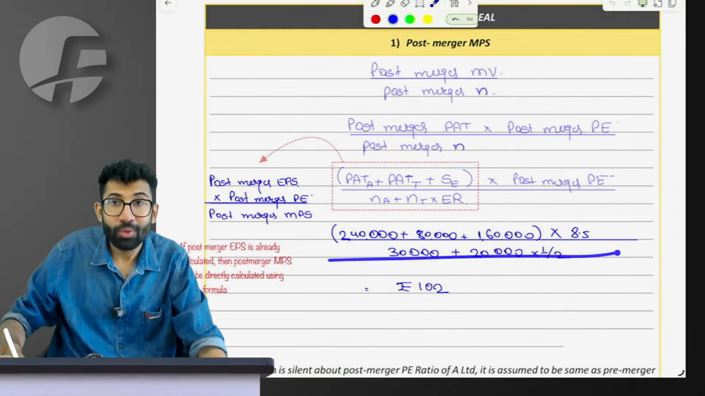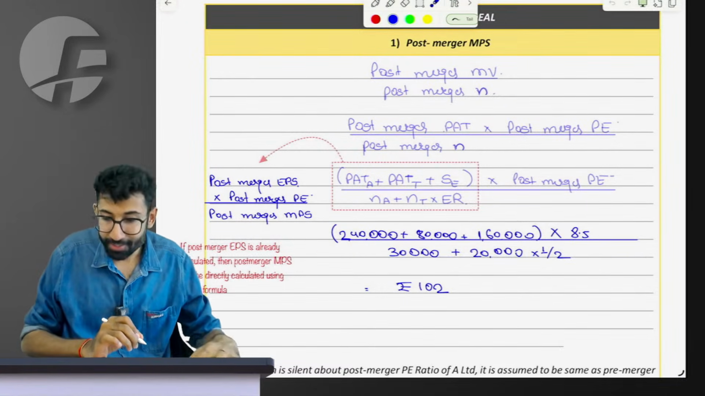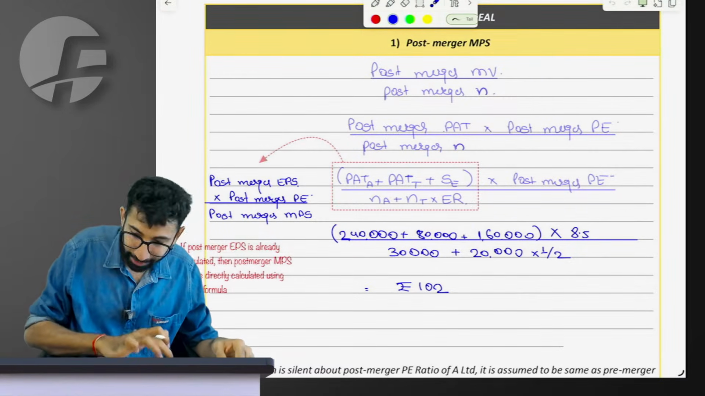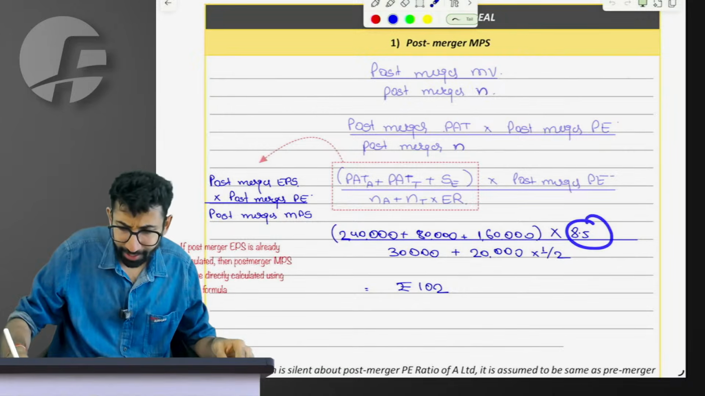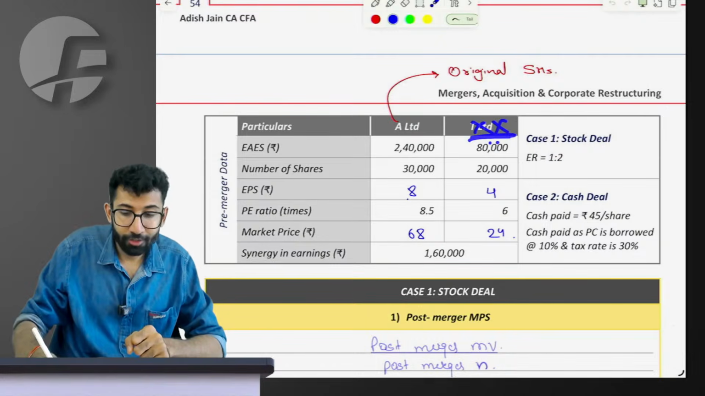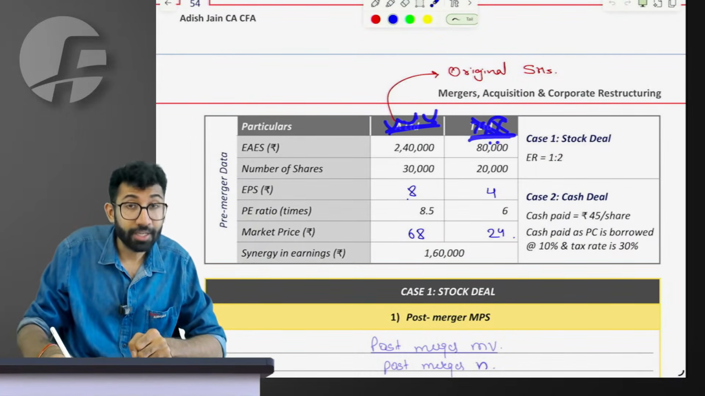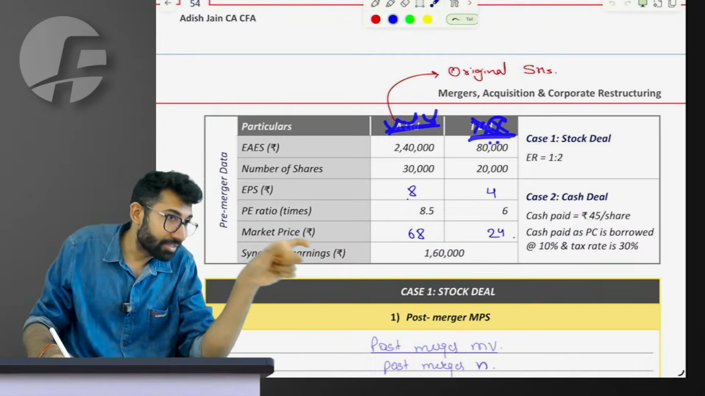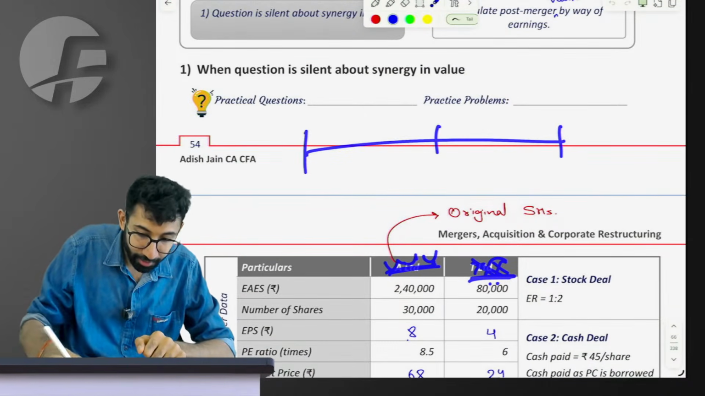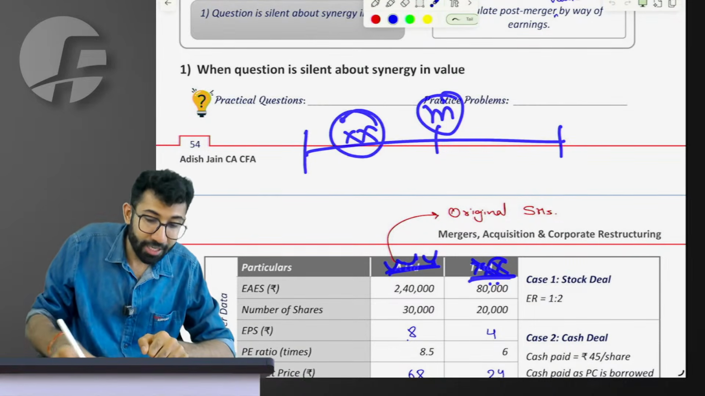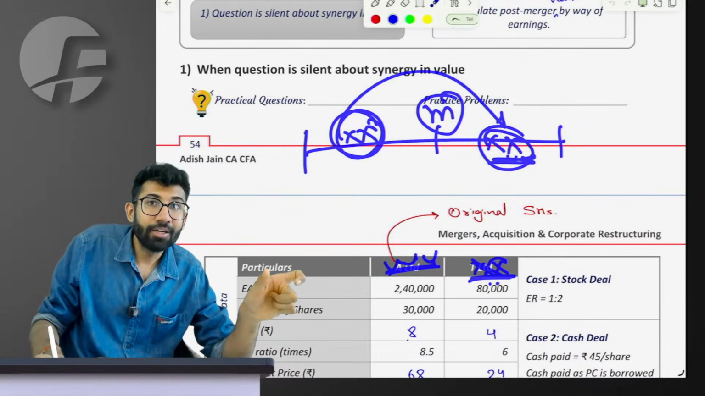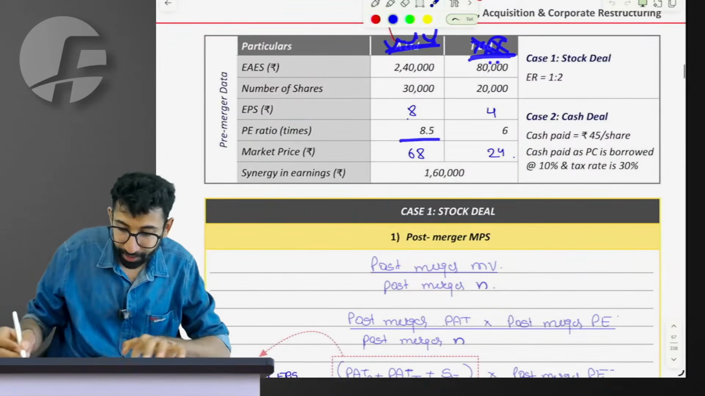And now I say, accordingly, the post-merger MPS will be 2,40,000 plus 1,60,000 plus 80,000 multiplied by 8.5. Sir, how can you take it 8.5? I need post-merger PE. Please understand, will the target continue to be there after merger? No. Will the acquirer be there after merger? Yes. So after merger, what will the PE be? Examiner should specify. However, if the examiner is silent, we will say for the acquirer, whatever is the PE ratio before merger continues to remain the PE ratio even after the merger. The same PE continues to remain for the acquirer, and I will say 8.5 is the ratio.